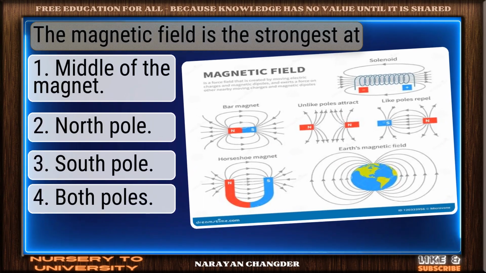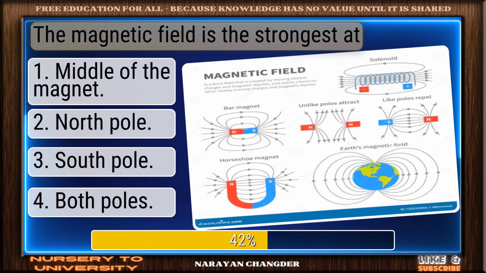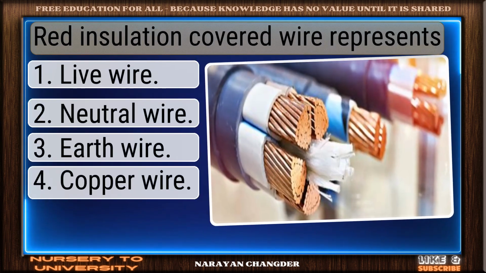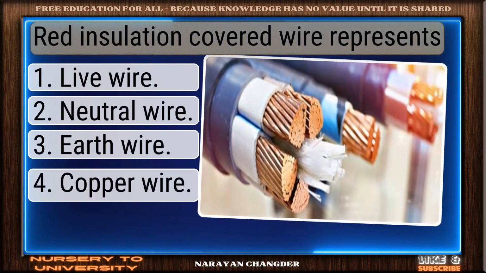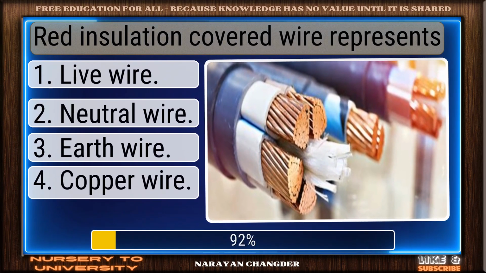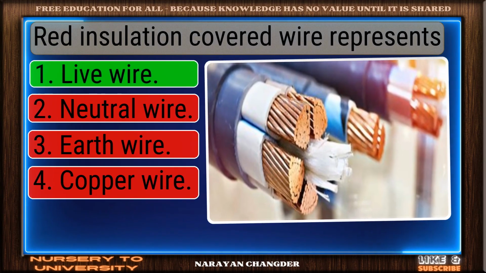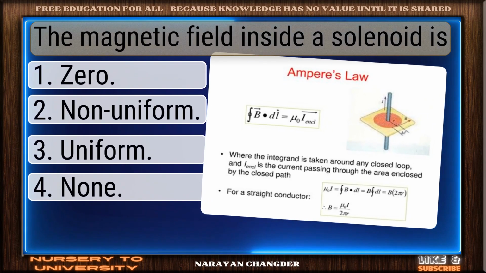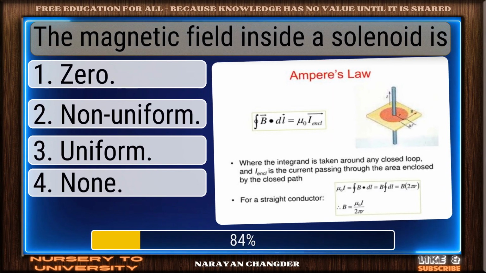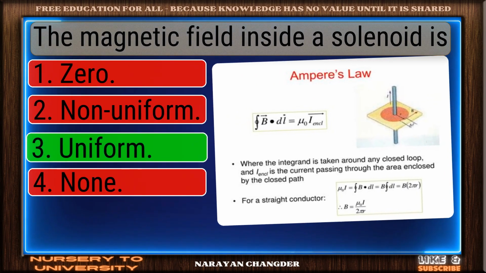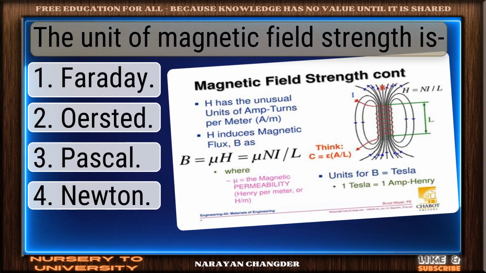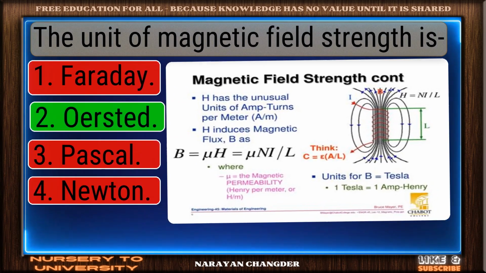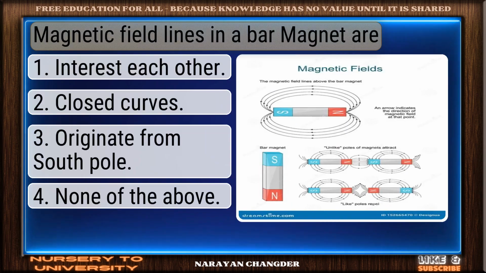The magnetic field is the strongest at. Excellent choice. Both poles is right. Red insulation covered wire represents. Correct. Live wire is spot on. The magnetic field inside a solenoid is. Good job. Uniform works well. The unit of magnetic field strength is. You got it? Oersted fits.